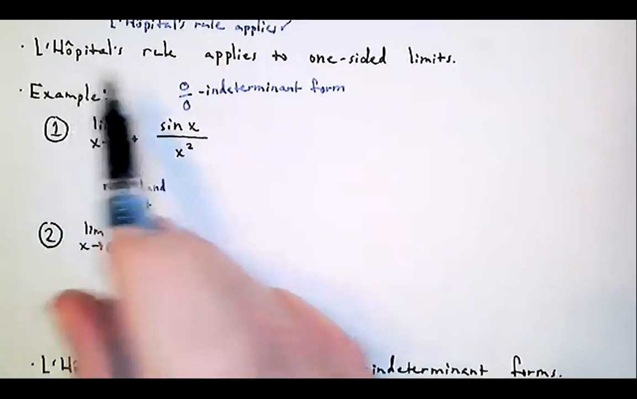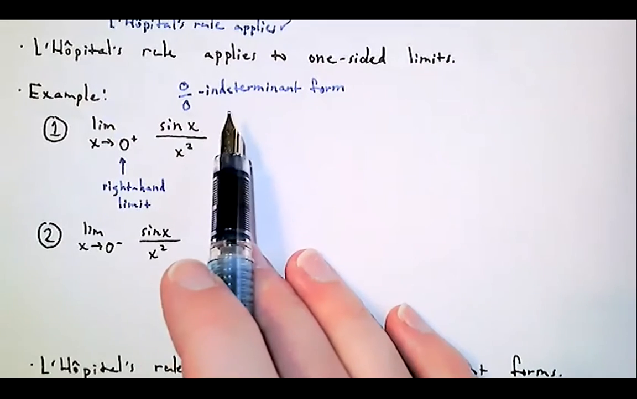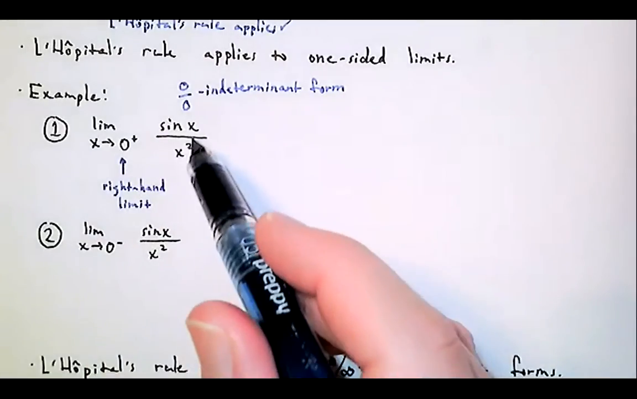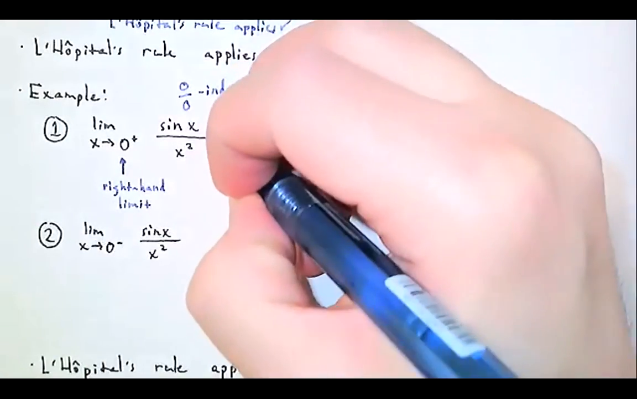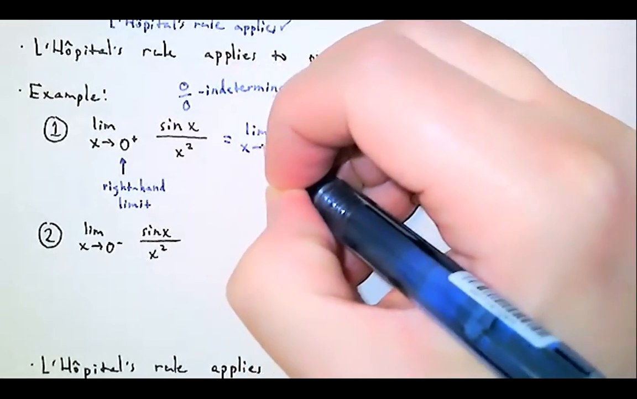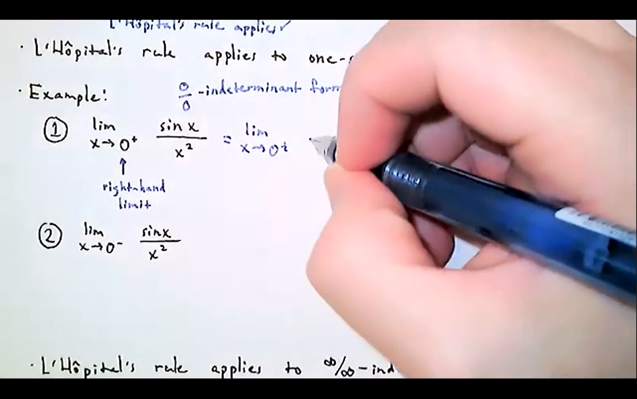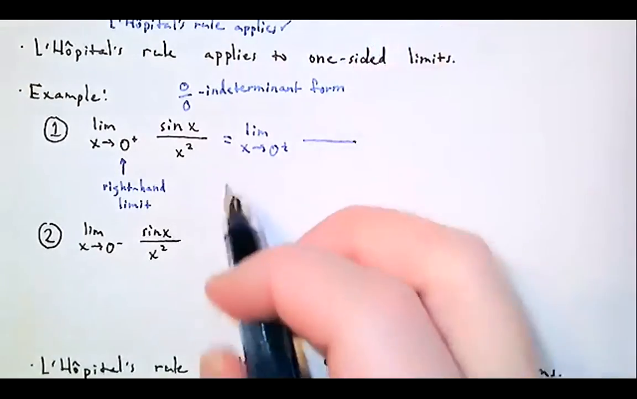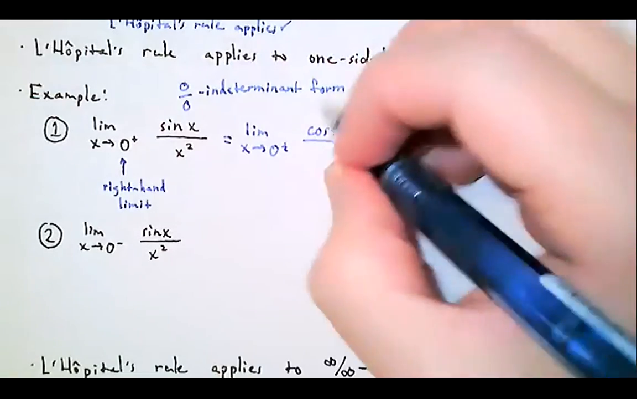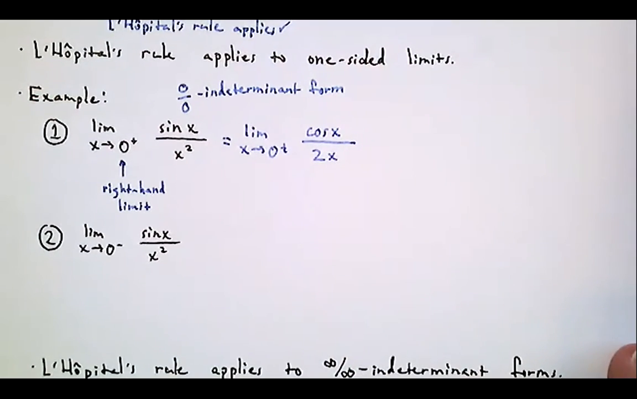So since we know L'Hopital's rule applies to one-sided limits, and we have an indeterminate form where it applies, then we can just take the derivative of the top and the bottom and go about our business. Okay, so we've seen these functions already today. The derivative of sine is, of course, cosine, and the derivative of x squared is 2x.